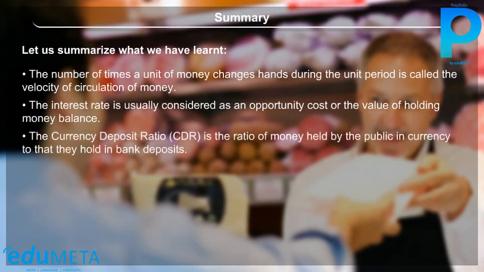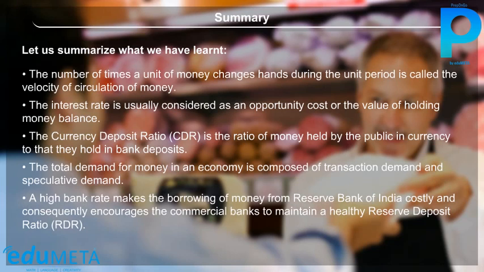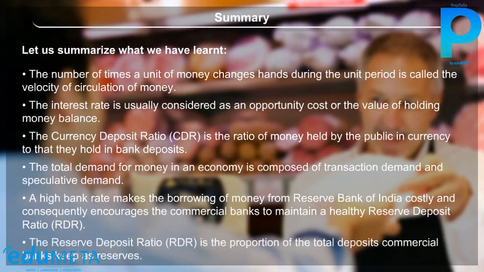The currency deposit ratio, or CDR, is the ratio of money held by the public in currency to that which they hold in bank deposits. The total demand for money in an economy is composed of transaction demand and speculative demand. A high bank rate makes borrowing from the Reserve Bank of India costly and consequently encourages commercial banks to maintain a healthy reserve deposit ratio (RDR). The reserve deposit ratio is the proportion of the total deposits commercial banks keep as reserves.